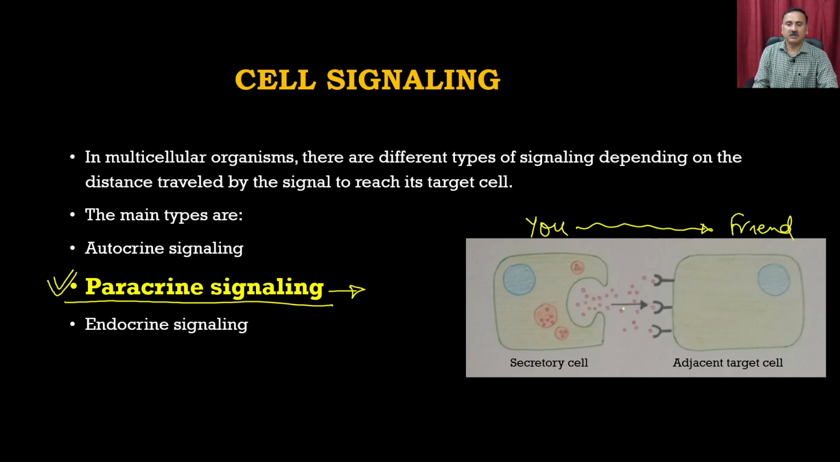So what you are doing is secreting the molecule. It means you are sending the signal, and your friend who has the receptor for this particular signal is receiving it, and that's how this cell is going to respond to your signal. This means you are talking to your friend who is sitting next to you. So this is only for adjacent target cells, right?